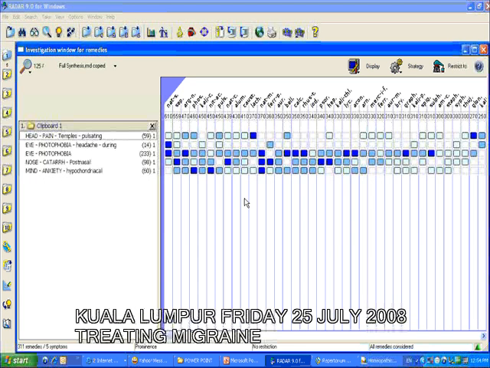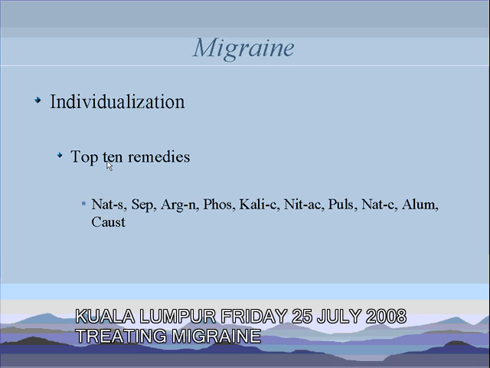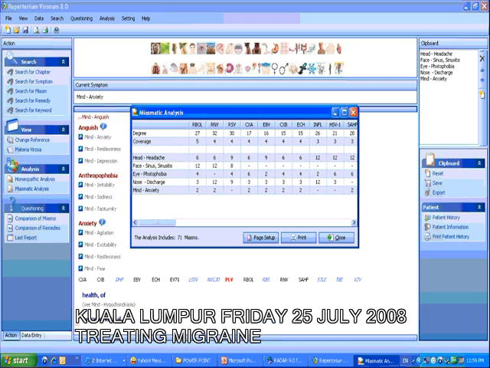This is the normal repertorizing, and we have head pain, temples pulsating, eyes photophobia during headache, eyes photophobia, nose catarrh, postnasal, and mind anxiety, hypochondriacal. And this yields the 10 top remedies of natrum sulph, sepia, argentum nitricum, phosphorus, kali carb, nitric acid, pulsatilla, natrum carb, alumina, and causticum.